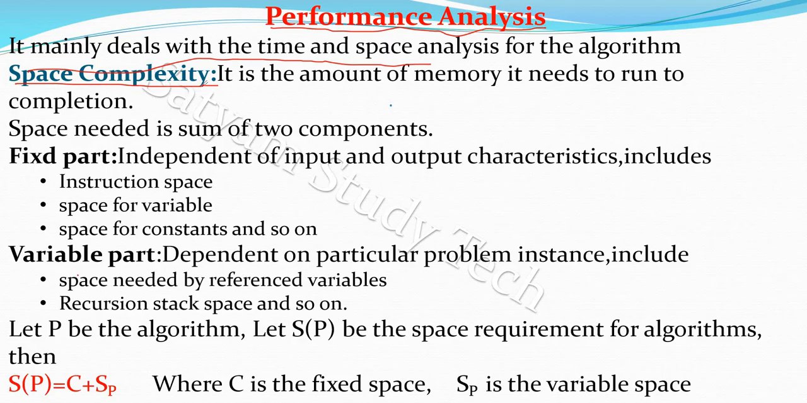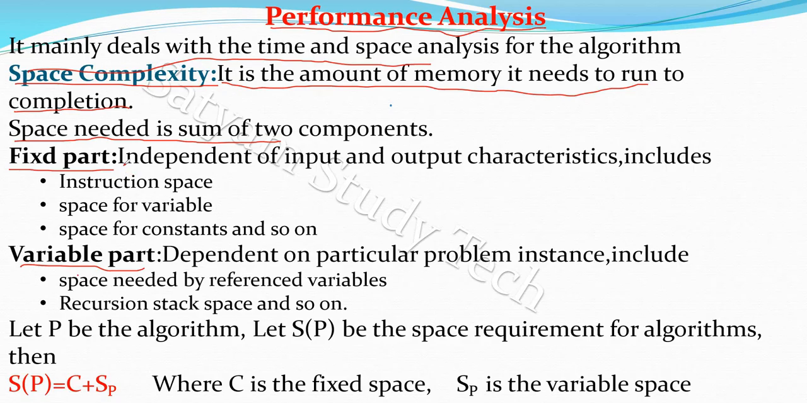Now what is space complexity? It is the amount of memory a program needs to run to completion. So this is the simple definition of space complexity. Now we can see the space needed is a sum of two components: the fixed part and the variable part.